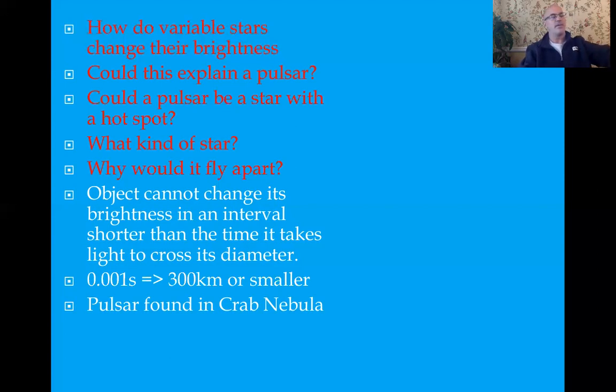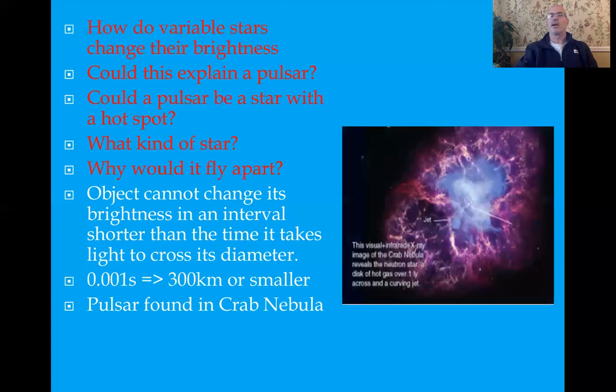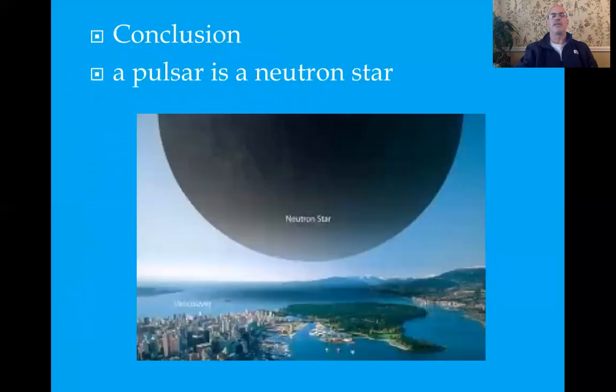Now, there's another hint that helped them figure out what pulsars were, and that is that there is a pulsar found in the middle of the Crab Nebula. You might remember the Crab Nebula in our previous lesson when we talked about supernovae. So, what conclusion might be drawn about these facts? Pause for a second and think about that. And the conclusion is that a pulsar is a neutron star. Pulsars are basically neutron stars.